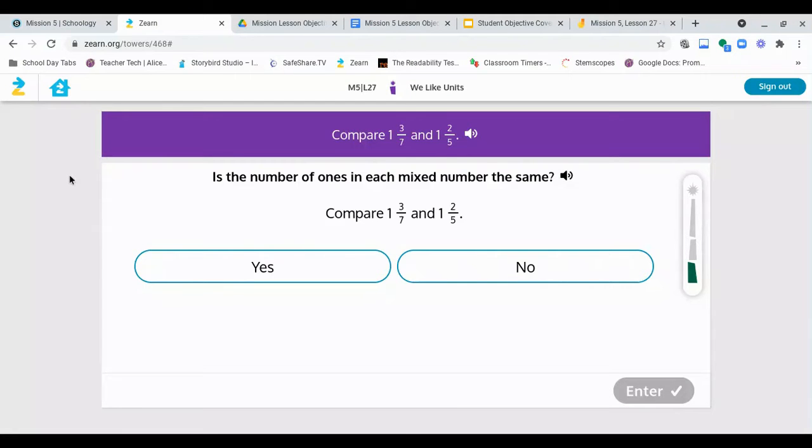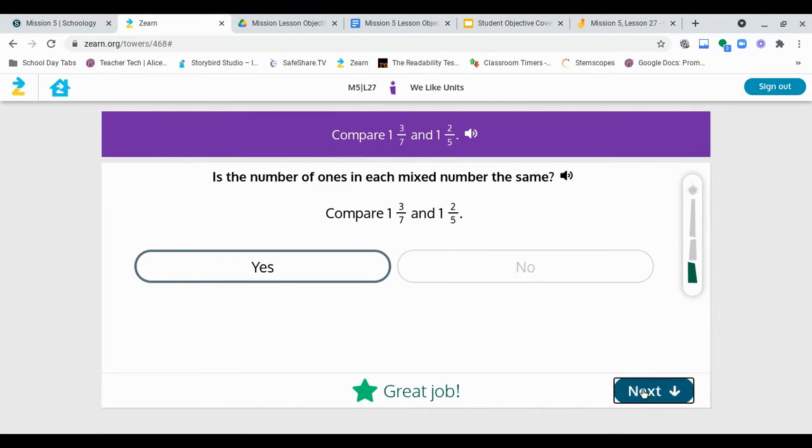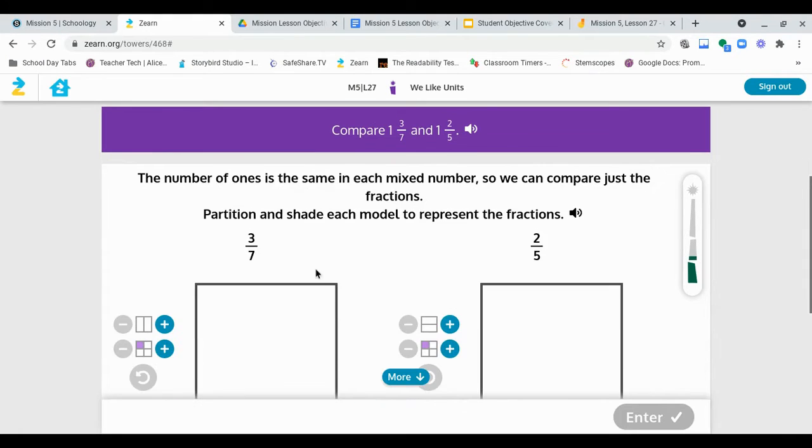All right. Here it's asking us to compare 1 3/7 and 1 2/5. It's going to ask us, is the number of ones in each mixed number the same? Is the number of whole numbers the same? Yes, because they each have 1, right? So we can't just look at the whole number to help us compare them.